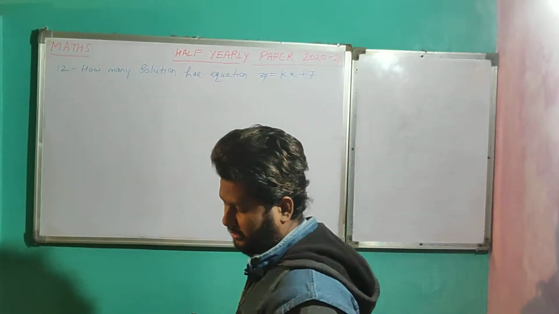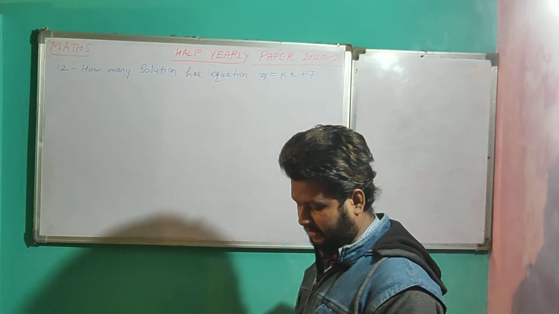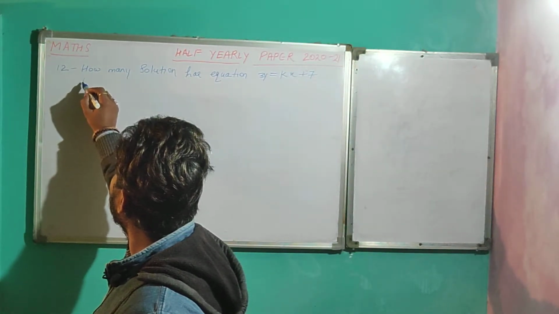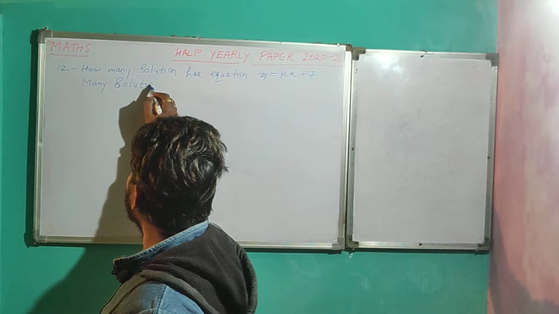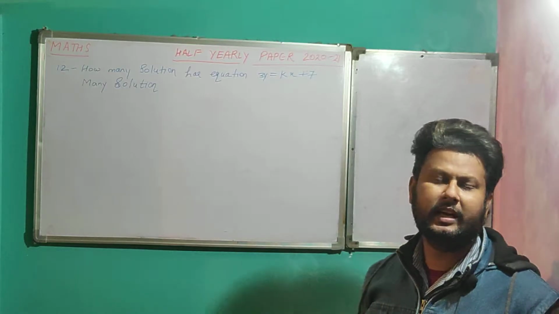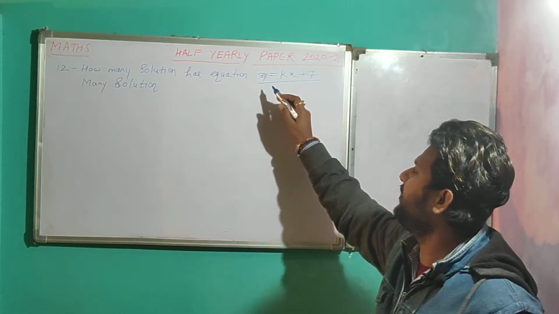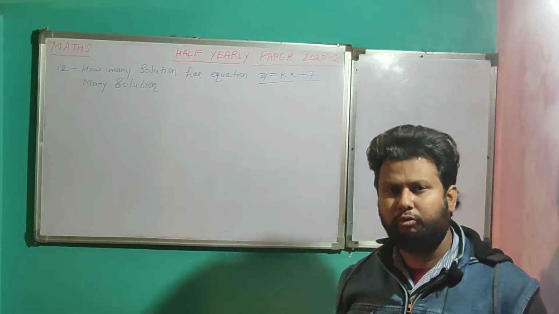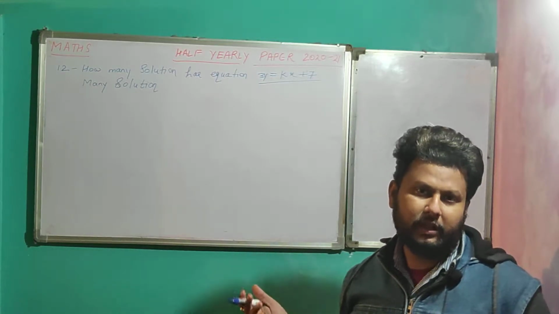How many solutions has the equation 3x + ky + 7? Okay, the answer is many solutions. Because if we start putting the value of x in this equation, we will get different values of y. So for every value of x, we will get a different value of y. Therefore, we can say that we will get a number of solutions for this equation.